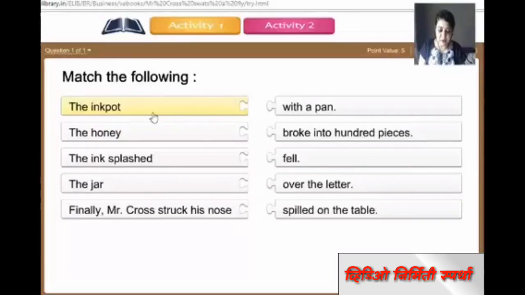Okay. So take out your page number 4. Okay. Now I am going to read for you second last paragraph. When the fly didn't go away, it began to buzz around the ink pot on the table. Mr. Cross grabbed a ruler at the table and hit the fly. But oh, what's this? The ink pot fell.